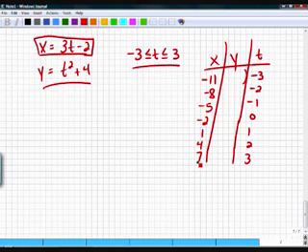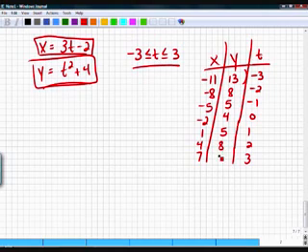And then you do the exact same thing for your y's. Plug in from -3 to 3 into your y equation. Plug in -3, you get 9 plus 4, 13. Plug in -2, you get 8. Plug in -1, 5. Plug in 0, plug in 1, 5, 8, 13. And then you simply plot those points: -11, 13, -8, 8, -5, 5.